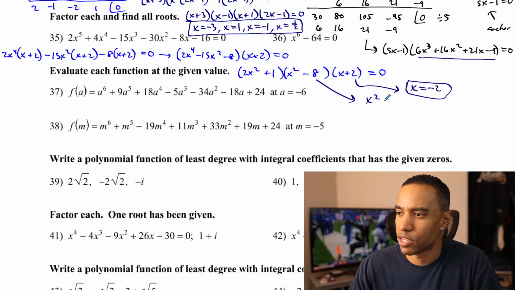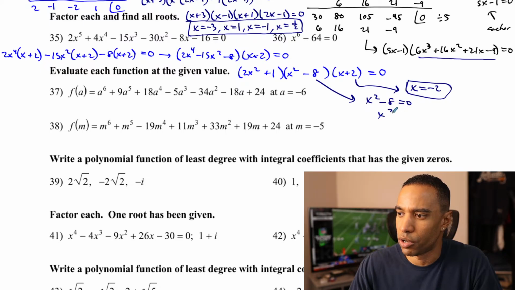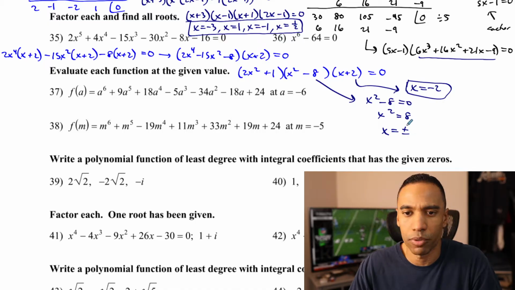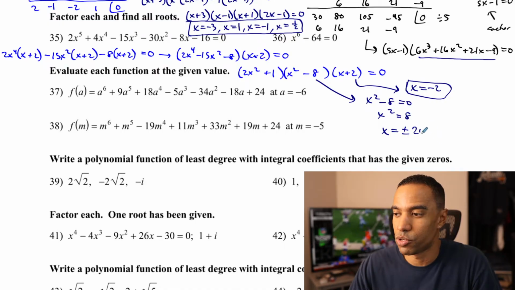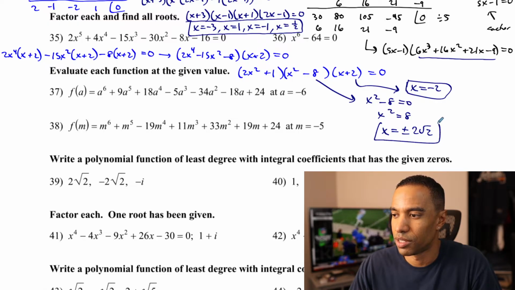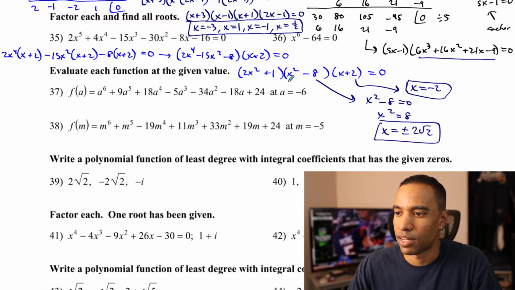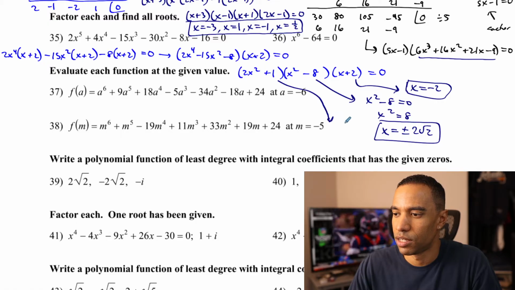We have if x squared minus 8 equals 0, then x squared equals 8. Take the square root of both sides. We get plus or minus the square root of 8. Square root of 4 times square root of 2 is 2 root 2. There we go.